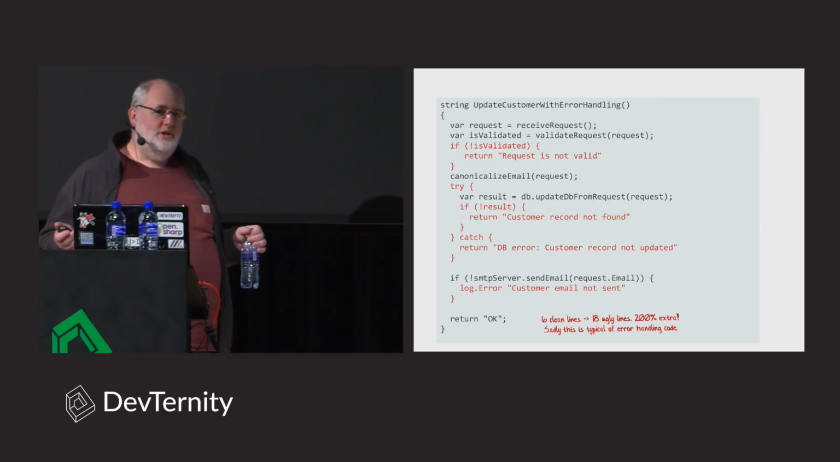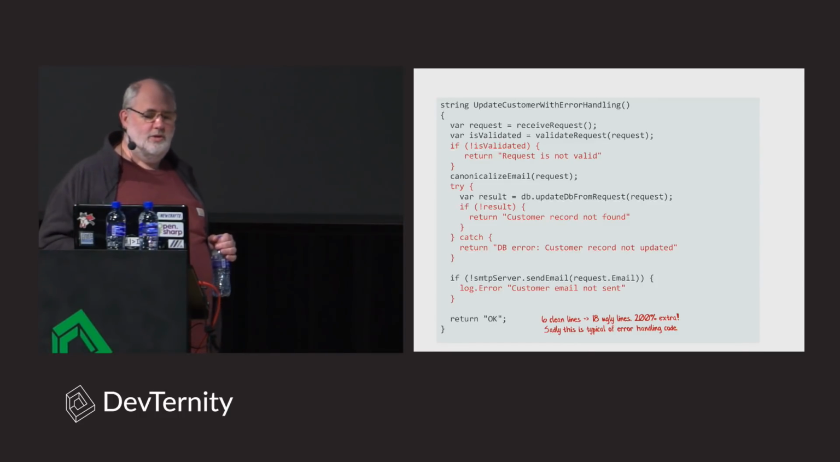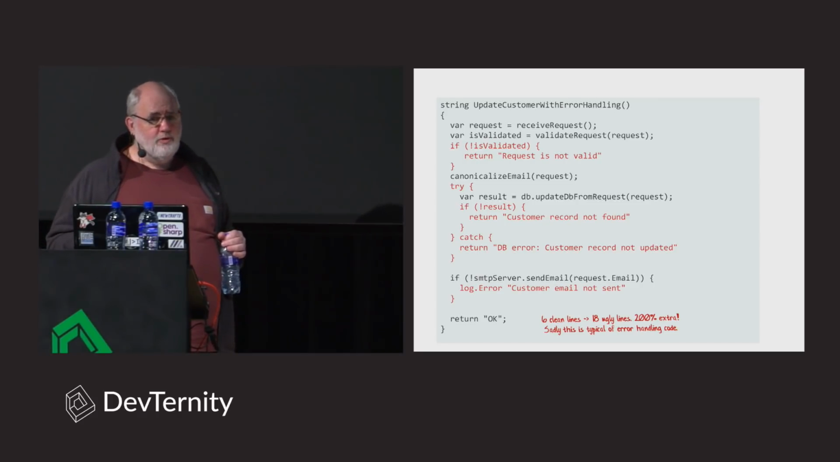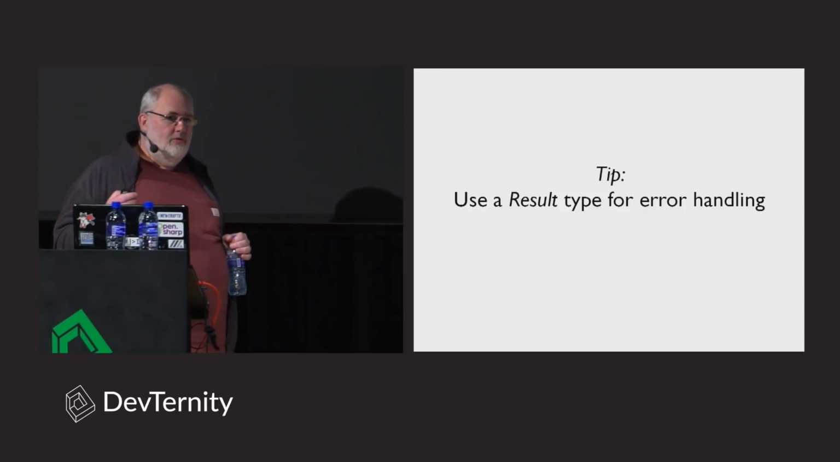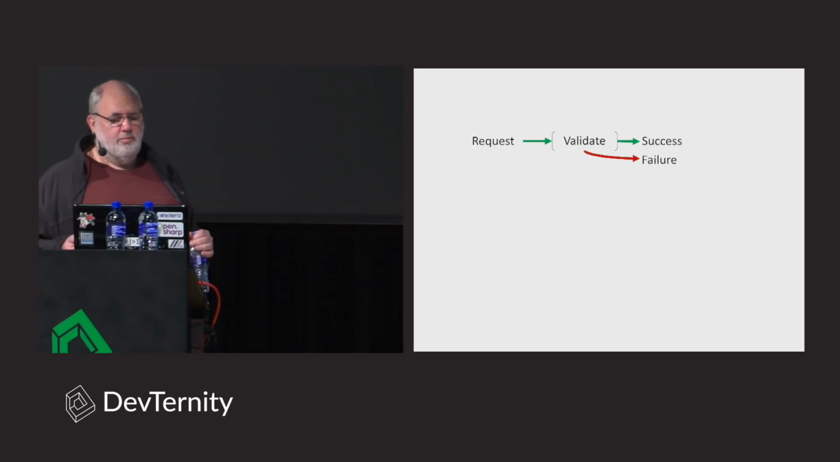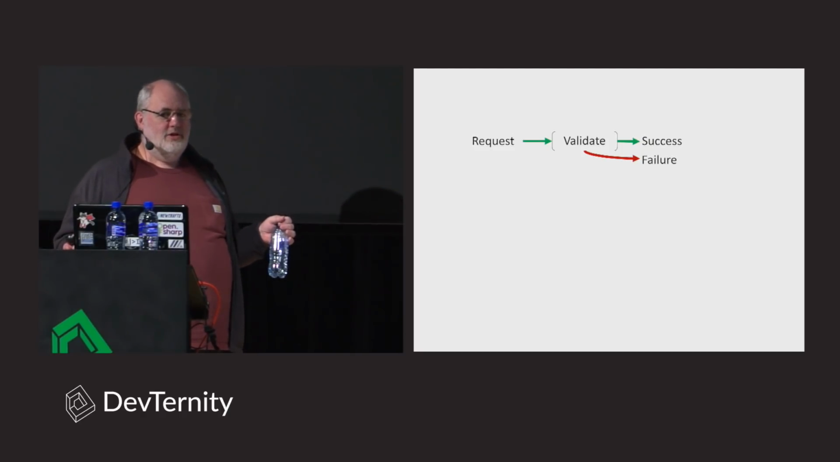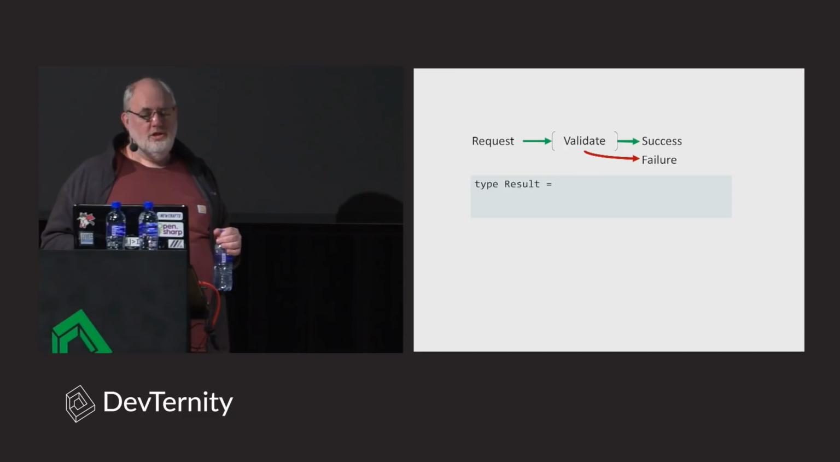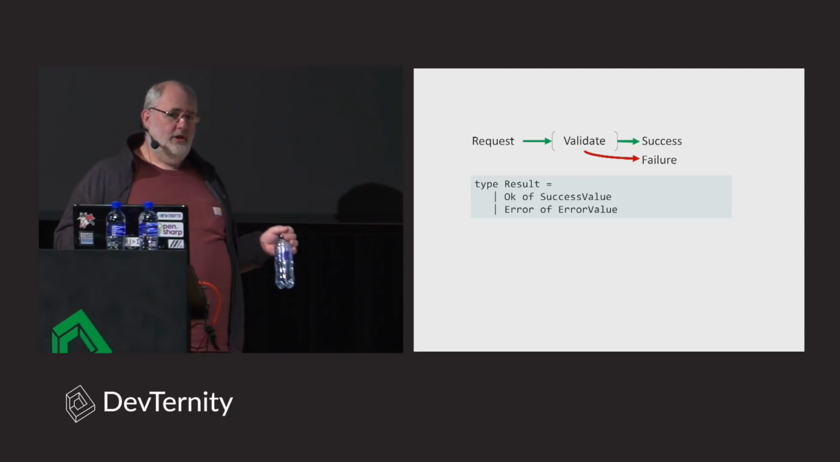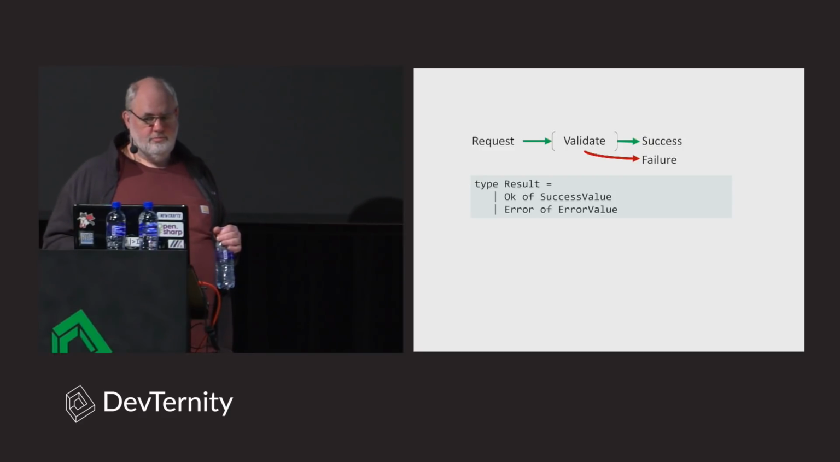And I'm sure you've all seen this. Your error handling code takes up most of your code, and it's kind of annoying because it interferes with understanding what's going on. So how can we fix this? In functional programming, one of the things we use is a result type. A result type is designed to handle when you do something and it either succeeds or it fails, right? So we can just define that as a choice. Either yes, it succeeded, okay, or no, it didn't succeed, and it's an error. So it's a choice type, very useful.